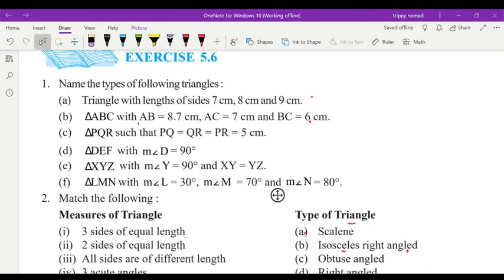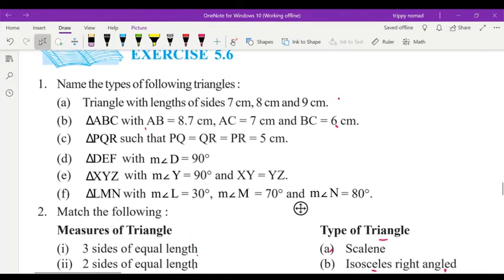Okay, now the first question, on the basis of these definitions, I am going to start. Name the types of the following triangles. Very easy. Simply, if those who have learned the definitions, they can give the answers very quickly. Triangle with the length of sides all different. So this is which type of triangle? That will be scalene triangle.